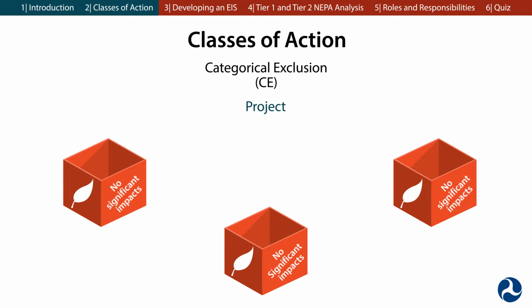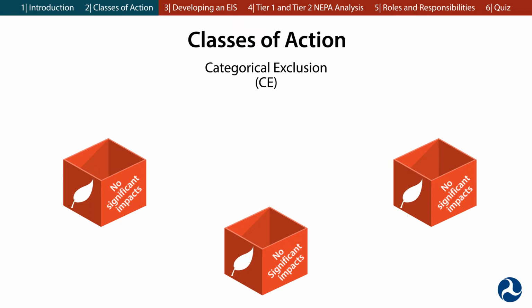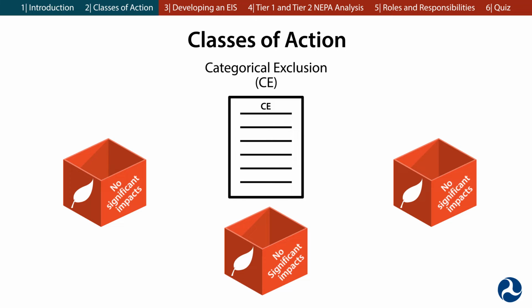There are times when a federal agency can know at the outset that a project will have no significant environmental impacts. This happens when projects fall into one or more categories that the agency has previously found to have no significant individual or cumulative effects on the environment. These are documented as CEs.